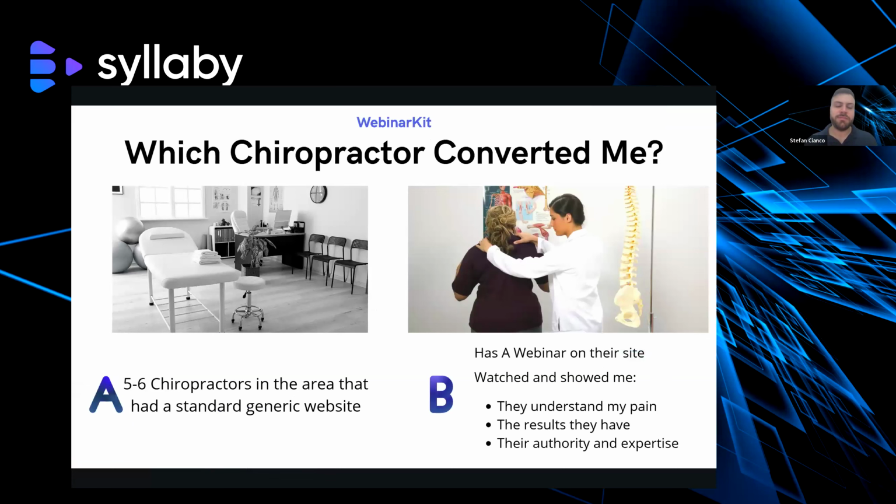Another perfect example here. I've always struggled with back problems in my life. Like I've had so many back issues over the years. And I remember one day I was scrolling on social media, or I was going to Google and I was looking for a chiropractor. So I Googled chiropractor in my area and there was a bunch that popped up, right? They all had pretty cookie cutter websites. They all had roughly around the same reviews.